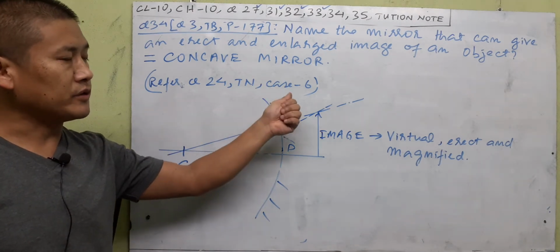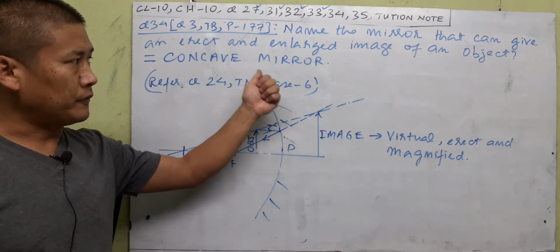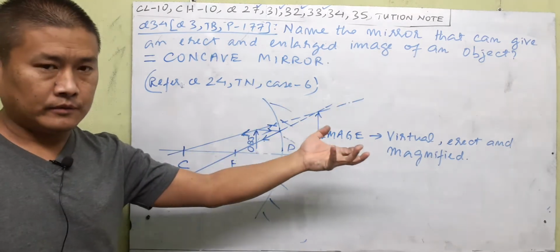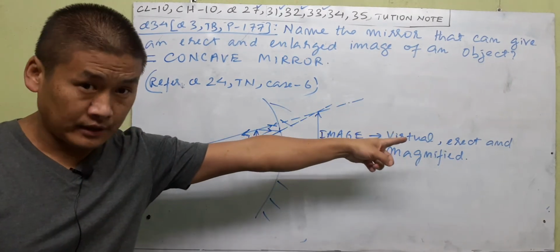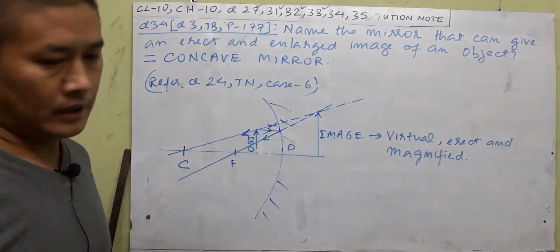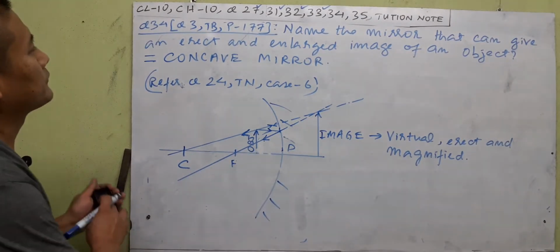Concave mirror is the only mirror that can form virtual, erect, magnified. Convex forms virtual, erect, yes, but diminished. So that is your answer, right? So let us, 34 is done.